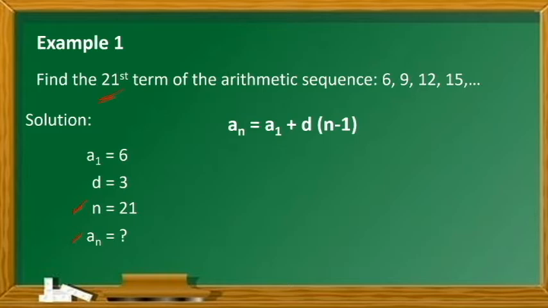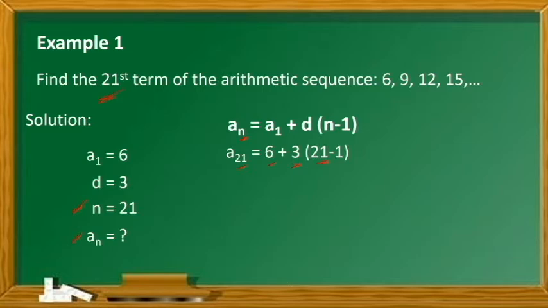So let us now substitute. For our a sub n, which is missing, we will not change that. We will change a sub 1, D, and n. So here is the substitution. We know that n is 21, then a sub 1 is equal to 6, and our common difference is 3, then the value of n is 21. So after this substitution, let us now simplify.